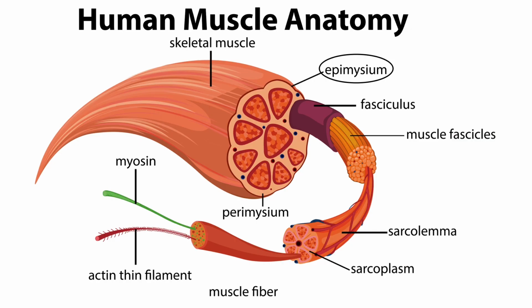The actin-myosin is the outermost layer of connective tissue that surrounds the entire skeletal muscle. It is a dense layer of collagen fibers that provides structural support and protection to the muscle. The actin-myosin connects the muscle to the surrounding tissues and helps transmit forces generated by the muscle contractions.